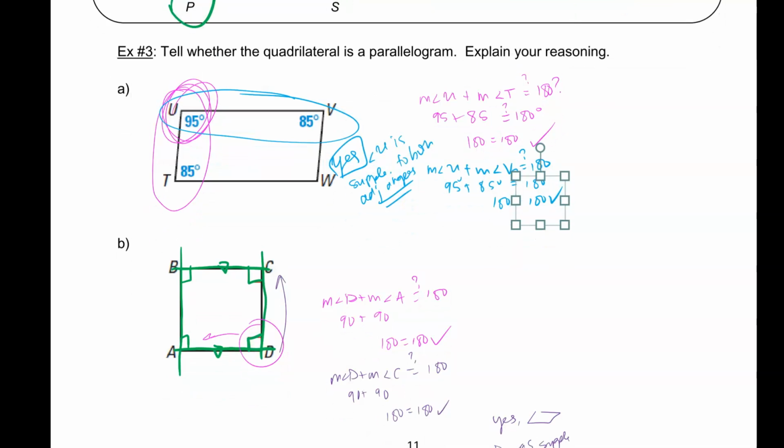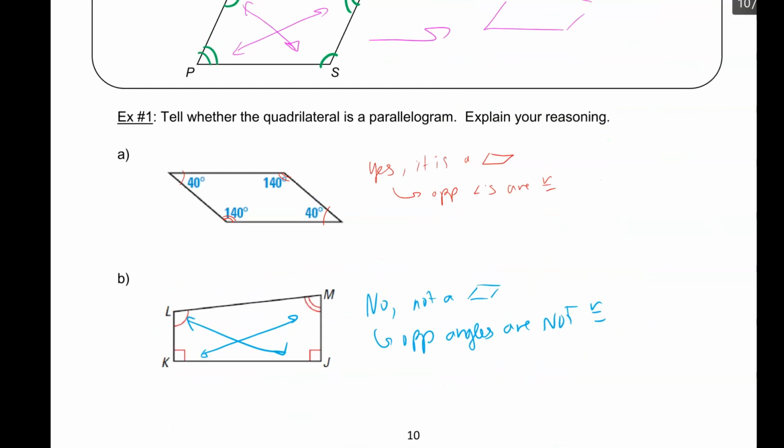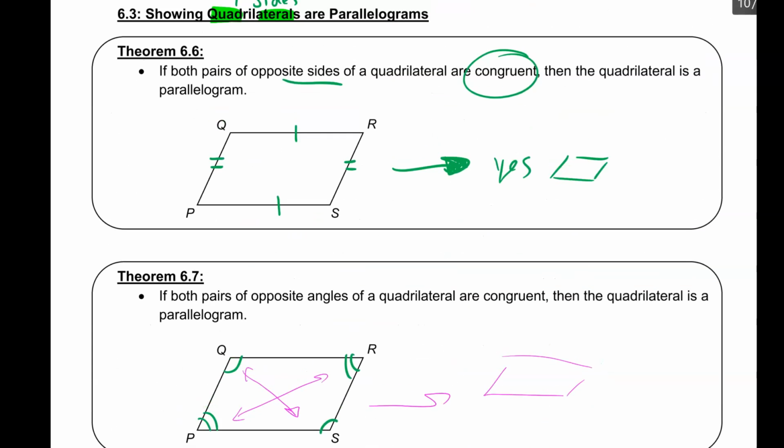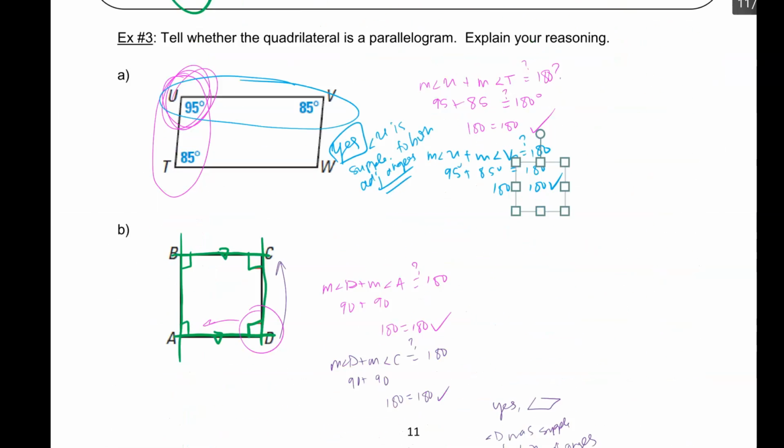We showed that if two adjacent angles are supplementary to the same angle, then we have a parallelogram. If both sets of opposite angles are congruent, it's a parallelogram. If both sets of opposite sides are congruent, it's a parallelogram.